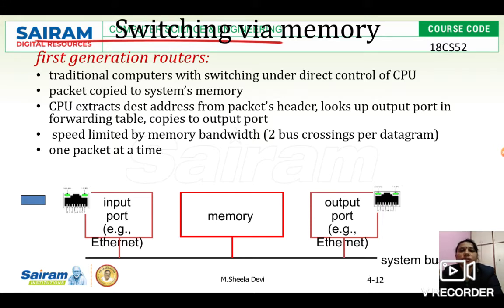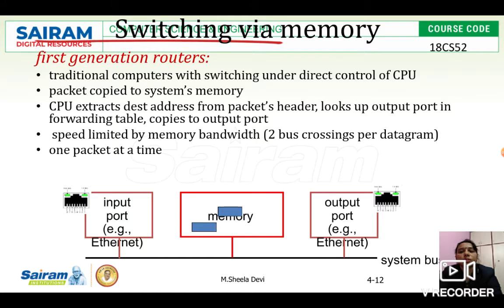The packets will be copied to the system's memory, and from there the CPU extracts the destination address from the packet header, and it looks up which output port will lead to the destination. With the help of the forwarding table, it copies the packet to that particular output port. So first the CPU helps to extract the destination from the packet header, and it forwards to the corresponding output memory, the output port. Next, see here, it goes to the memory.